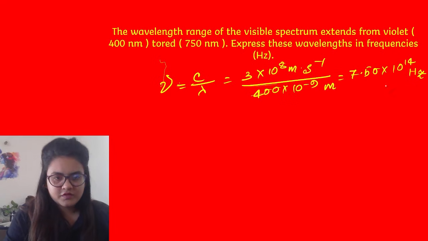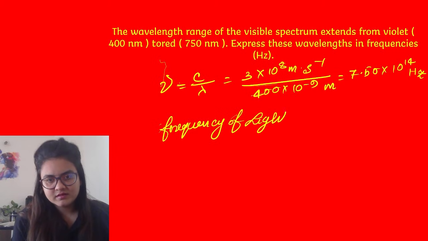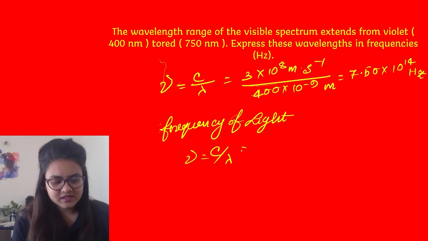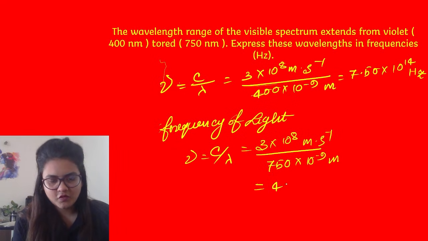Now the frequency of light. If you want to calculate it, it will be nu equals c by lambda, that is 3 into 10 power 8 divided by, here red is 750, right? 750 into 10 power minus 9. This is my meter per second, this is also meter. So from here we will get almost 4 into 10 power 14 hertz.